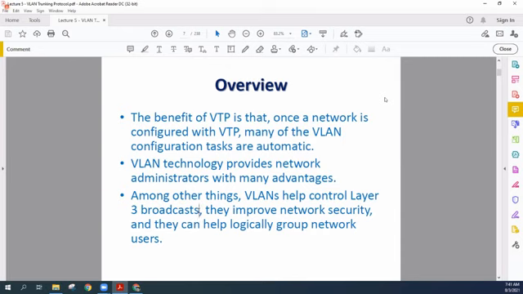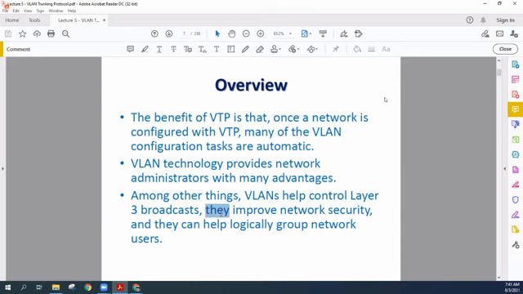Otherwise, in the switch there is only one broadcast domain. When we introduce VLANs, there are many broadcast domains. If you introduce 2 VLANs, 2 broadcast domains. If you introduce 3 VLANs, 3 broadcast domains. Likewise, depending on the number of VLANs, that number of broadcast domains is introduced.